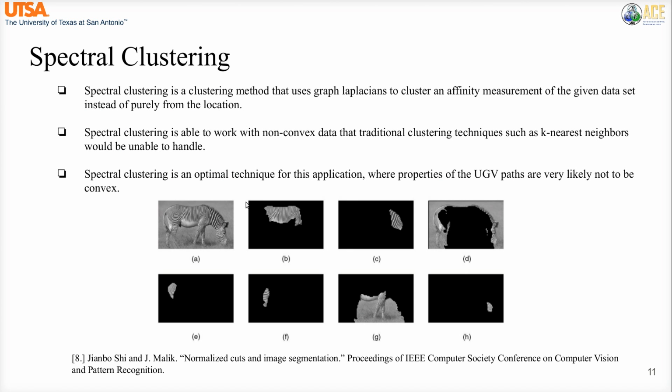So spectral clustering was originally designed for image segmentation. It's based off of a method that uses graph Laplacians to cluster an affinity or similarity measurement matrix of the given data set instead of just purely from the location. It is able to work with non-convex data that traditional clustering techniques such as k-nearest neighbors would not be able to handle very well. As such, it's an optimal technique for this application, where the UGV trajectory is very likely not to be convex.